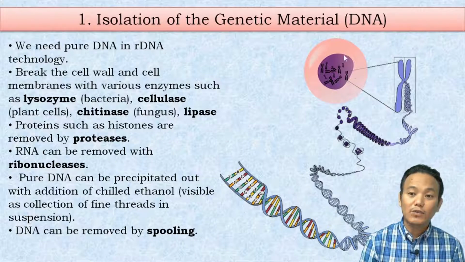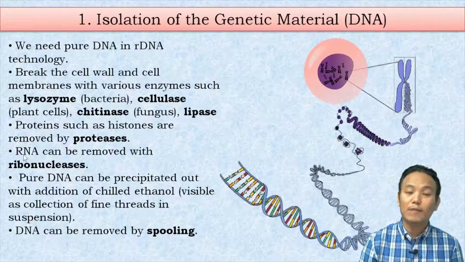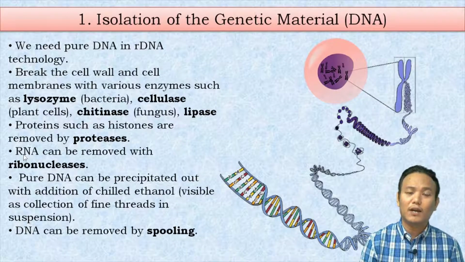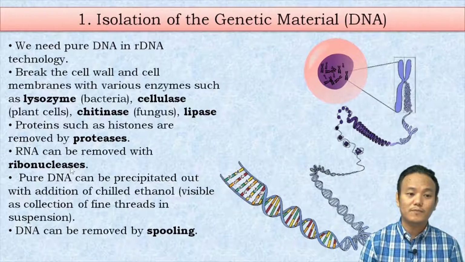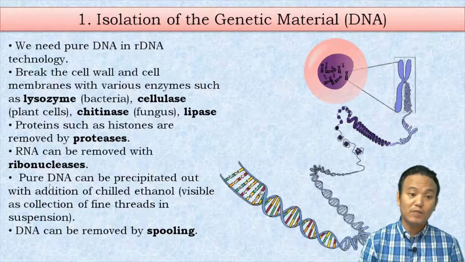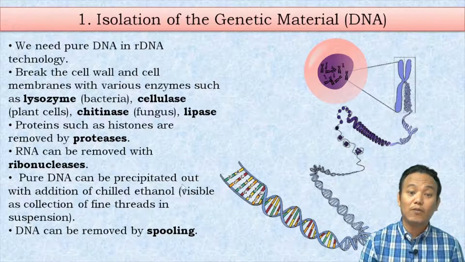And then inside the nucleus, we also have RNA molecules: tRNA, mRNA, rRNA. All those RNA molecules can be removed with the help of ribonuclease enzyme. Ribonucleases are the enzymes which can digest RNA molecules, not DNA molecules. And the remaining pure DNA molecule can be precipitated out of the reaction mixture with the help of chilled ethanol.